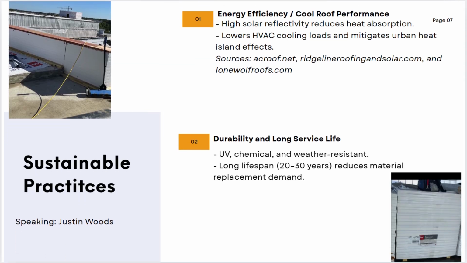For sustainability practices, we have 2 items. The first item is energy efficiency and cool roof performance. This consists of high solar reflectivity that reduces heat absorption and lower HVAC cooling loads and mitigates urban heat island effects. The second item is durability and long service life. This consists of UV, chemical, and water resistance, and a long lifespan of 20 to 30 years that reduces material replacement demand.